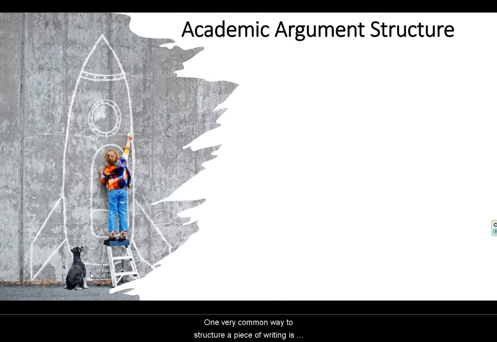One very common way to structure a piece of writing is academic argument structure. It's also known as classical argument structure. This is the structure that most of us have been taught to use. It's very commonly used in academic settings, such as in writing assignments, academic papers, for instance. But it's also used in op-ed articles in newspapers, and also in political speeches. And I think that the parts of this structure will be very familiar to you.